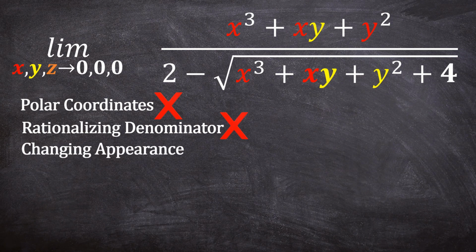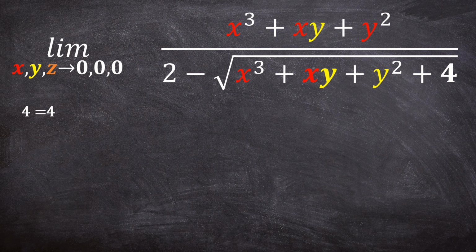We're going to change the appearance of this problem. We're just going to change the appearance, but the value is going to stay the same. Some of you may be confused about what changing the appearance means. It's the formula that we're going to use. So let's say we have 4, and I'm going to say 4 equals 4. This doesn't make sense, but the reason I'm doing it is because I want to say 4 plus 2 minus 2.